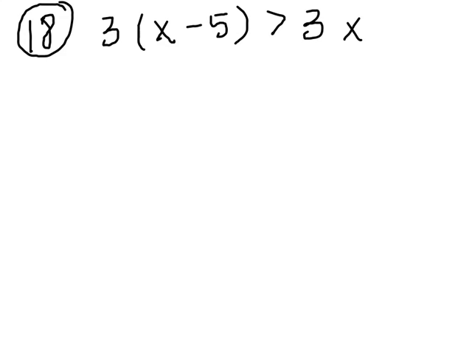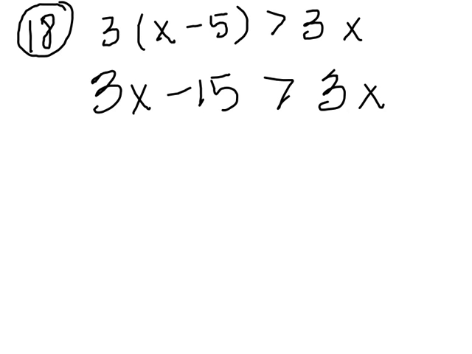All right, now we are moving on to the last problem of your homework assignment, and I see parentheses right away. So what we need to do is our distributive property. So 3 times x is 3x, minus 15 is greater than 3x. Let's get our x's together. So we're going to subtract 3x from both sides.